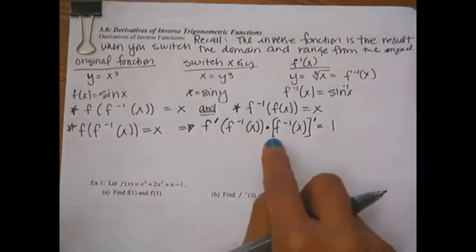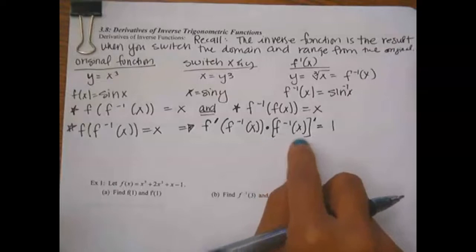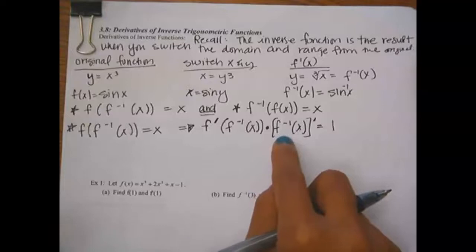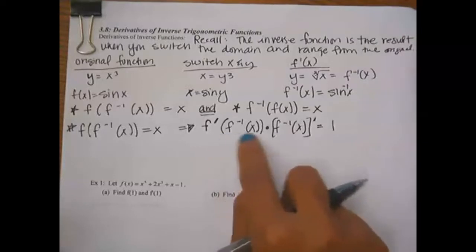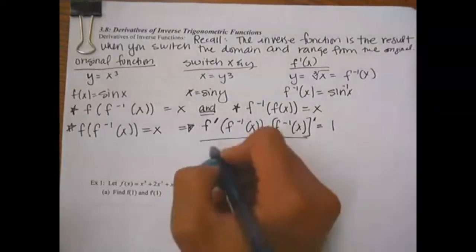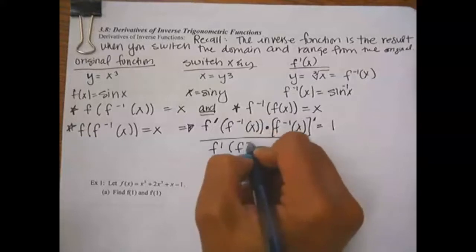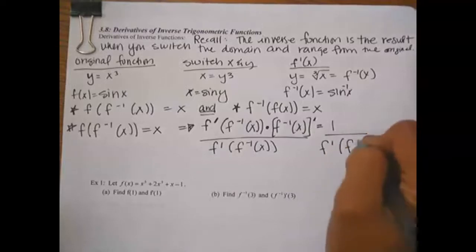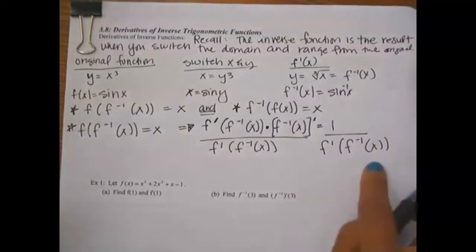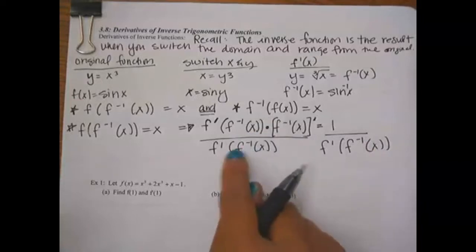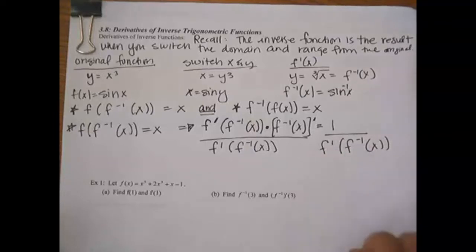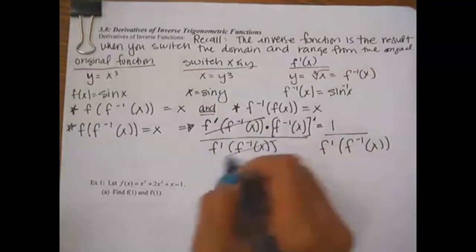Now, remember, I want to solve for the derivative of the inverse. So this is what I want to get by itself. That means I'm going to divide both sides by f prime of f inverse of x. What I divide on one side, I have to divide on the other. The notation is really confusing, so make sure you pay careful attention and write it correctly. This is the derivative of the outer component, and this is the inverse. So that is now gone.